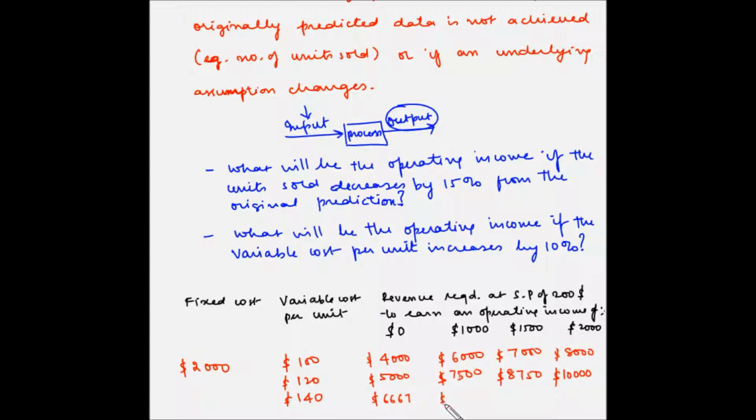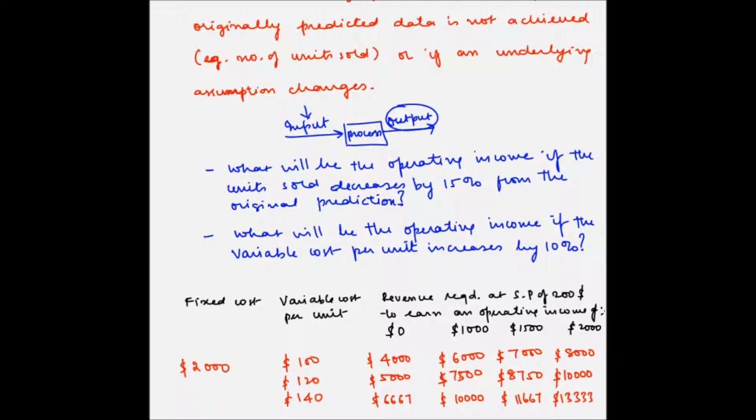Again, if the variable cost per unit is $140, in that case the revenue required will be 6,667, $10,000, $11,667, and $13,333. So this kind of analysis before making decisions helps the manager analyze the situation better.